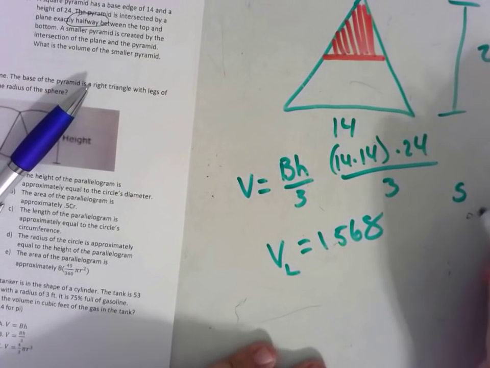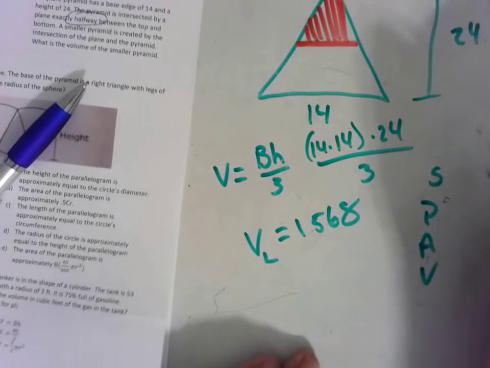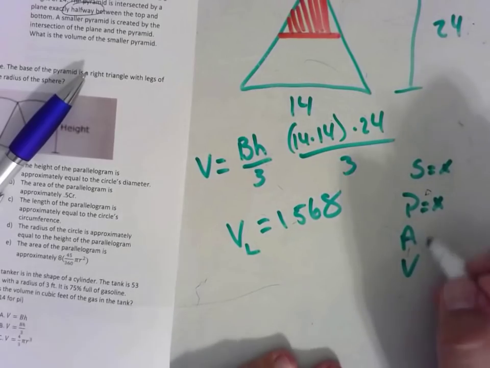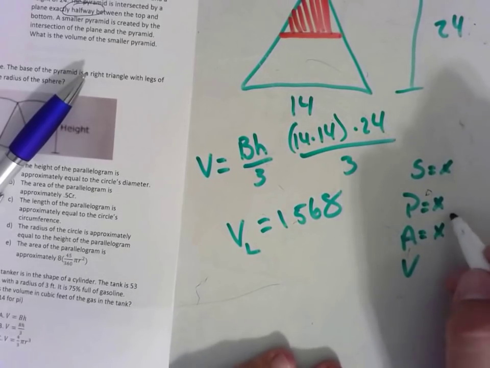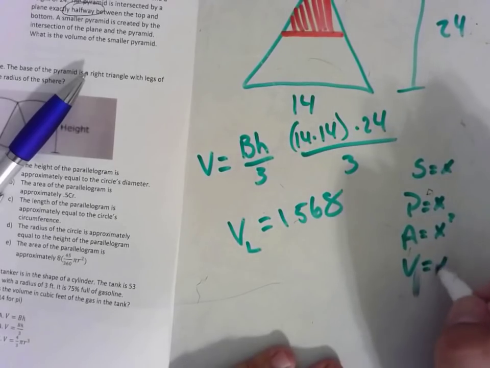Scale factor. And then you have perimeter, area, volume. If your scale factor is x, your perimeter ratio is x, the ratio of areas is x squared, and the ratio of volumes is x cubed.